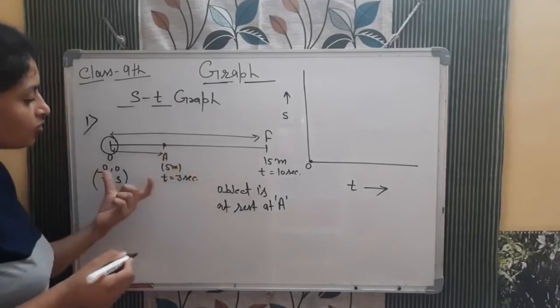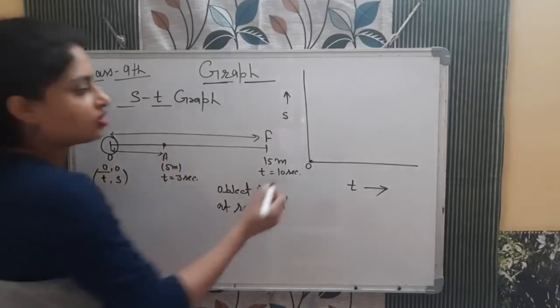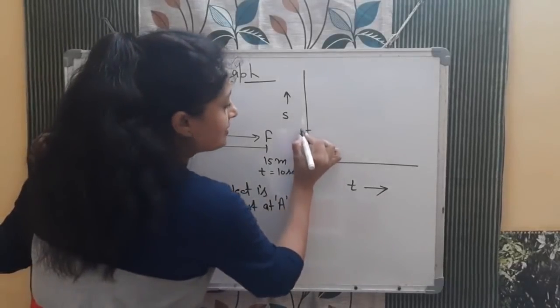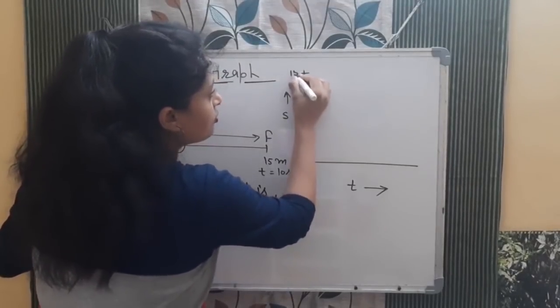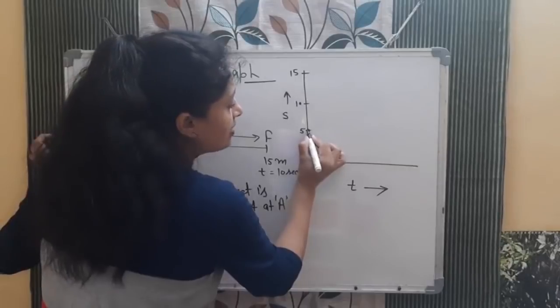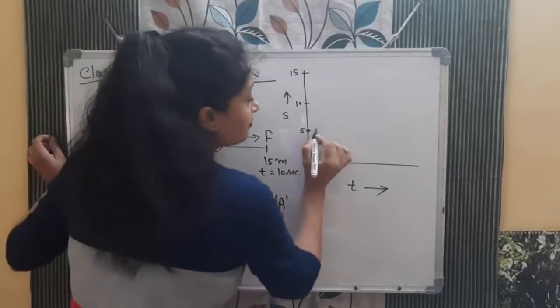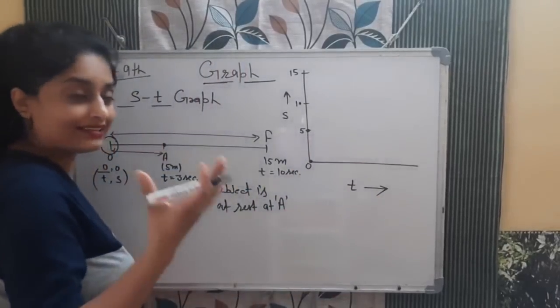So at point A, it already covered 5 meter from the origin. So for example, distance is this side. This is 5 meter. This is 10 meter. Like this. This is 15 meter. So object is here, and now in object there is no movement because it is not moving. It is at the rest at that time.